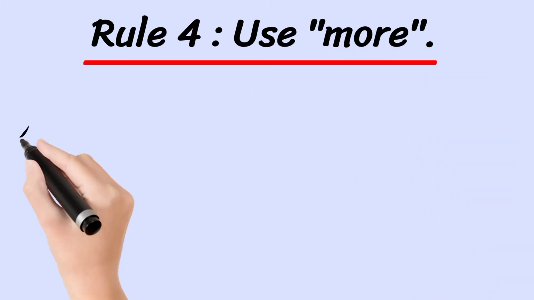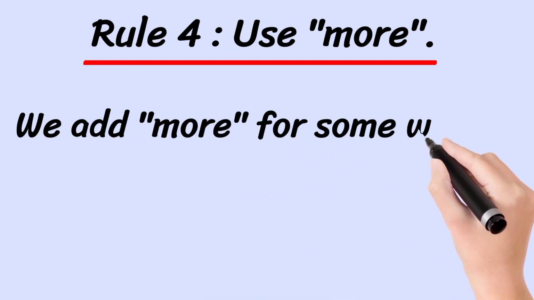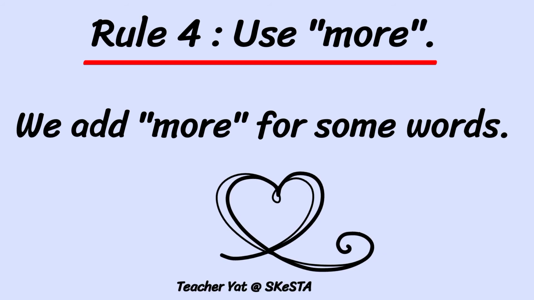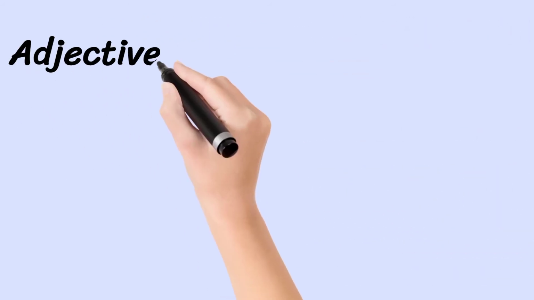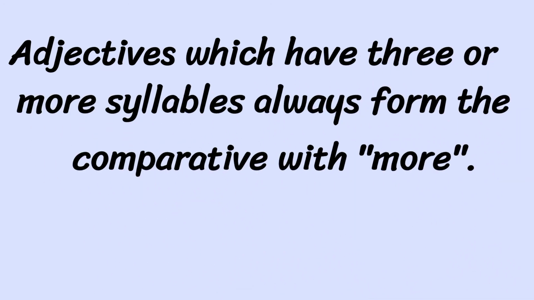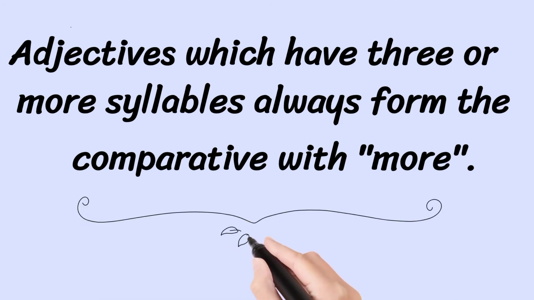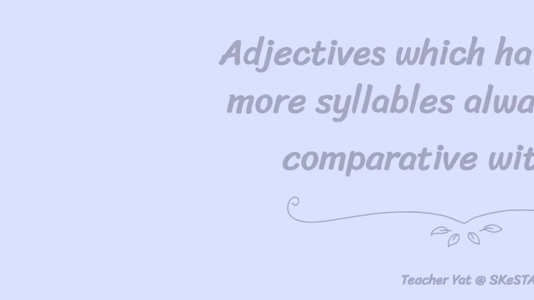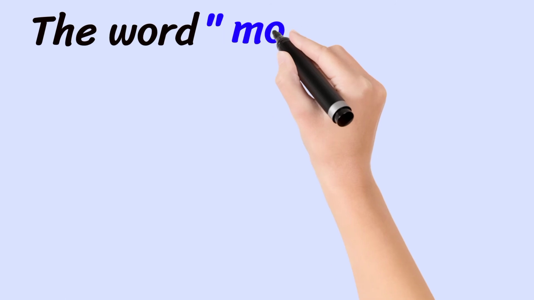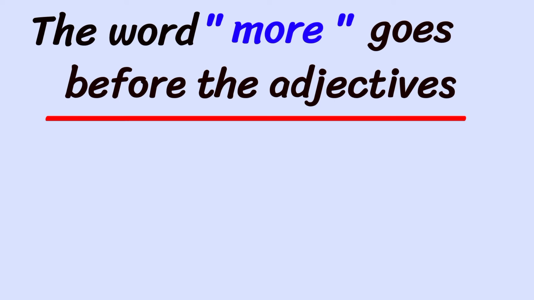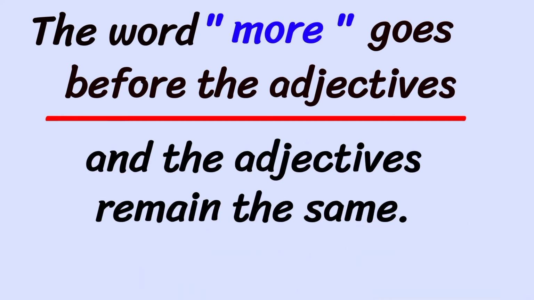Rule number 4. Use more. We add more for some words. Kita tambah perkataan more atau lebih. Adjectives which have 3 or more syllables always form the comparative with more. We use more on adjectives with 3 or more syllables. Here are some examples of 3 syllables word. The word more goes before the adjective, and the adjective remains the same.